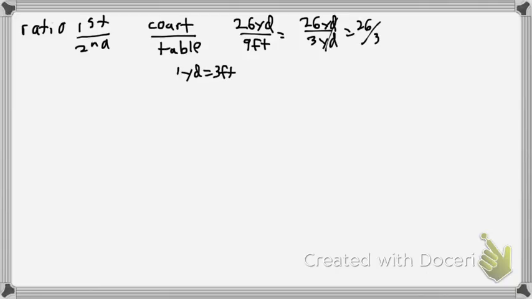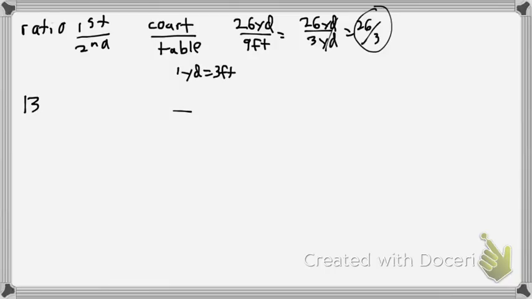The court, for every 3 yards of table, you get 26 yards of court. So the court is 26 thirds larger than the table. And that's it. Also, we know we can't divide it anymore. We can't reduce it because 3 is a prime number.